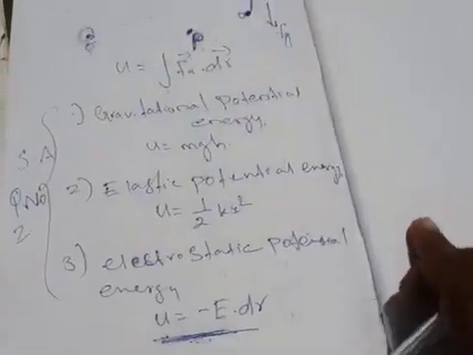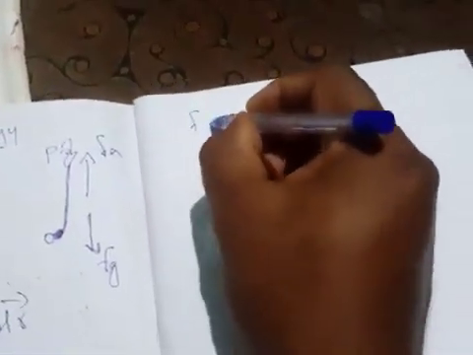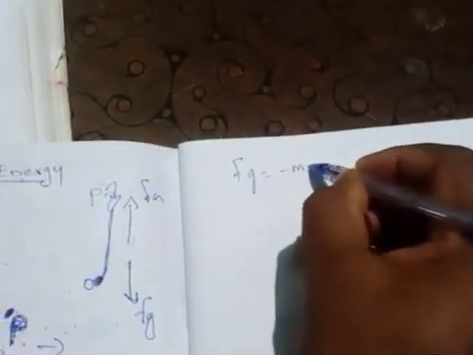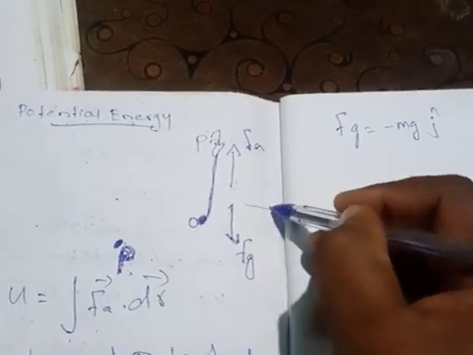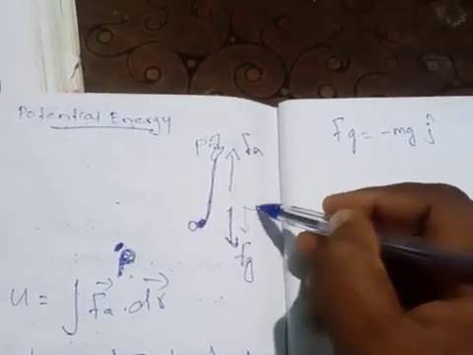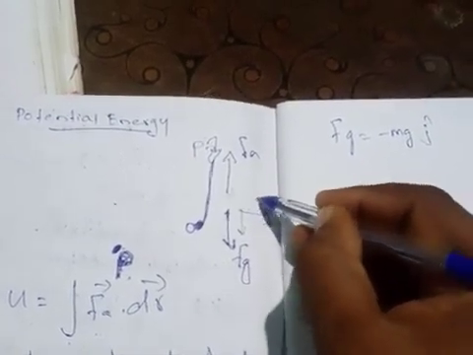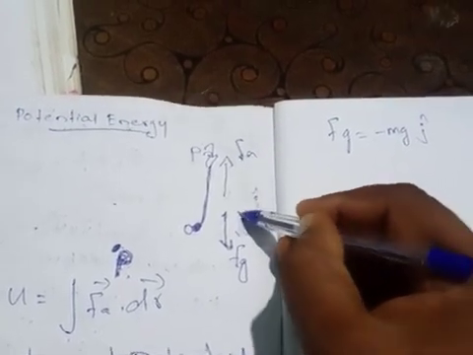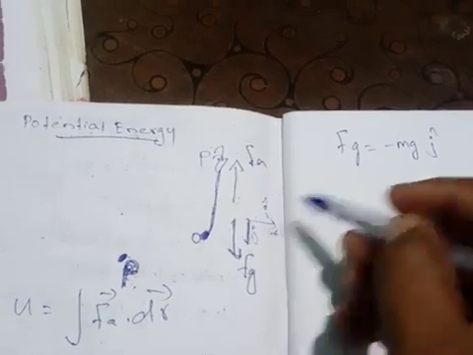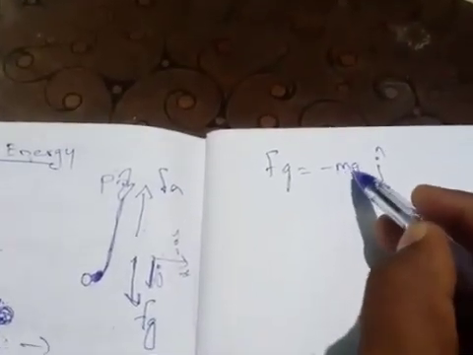So we can write the gravitational force Fg is equal to minus mg j unit vector, because of its direction. This is the x-axis, this is the y-axis. In the x-axis we have the i unit vector, in the y-axis the j unit vector, and this is in the minus j direction, so we use minus mg.